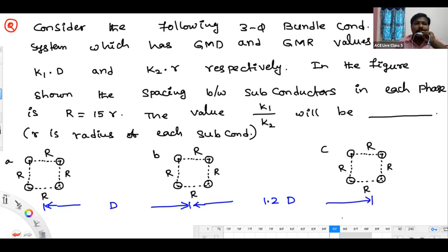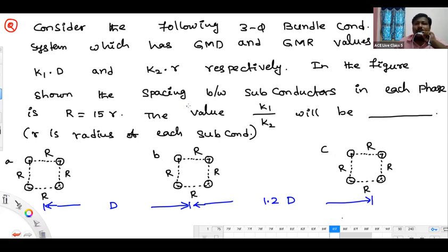Okay. So kindly look at this question, what I have given. Consider the following three-phase bundle conductor system, which has GMD and GMR values K1 into capital D. Capital D is the distance between phase A and phase B. Between B and C, it is 1.2 times of capital D. And the GMR value is K2 into small r.